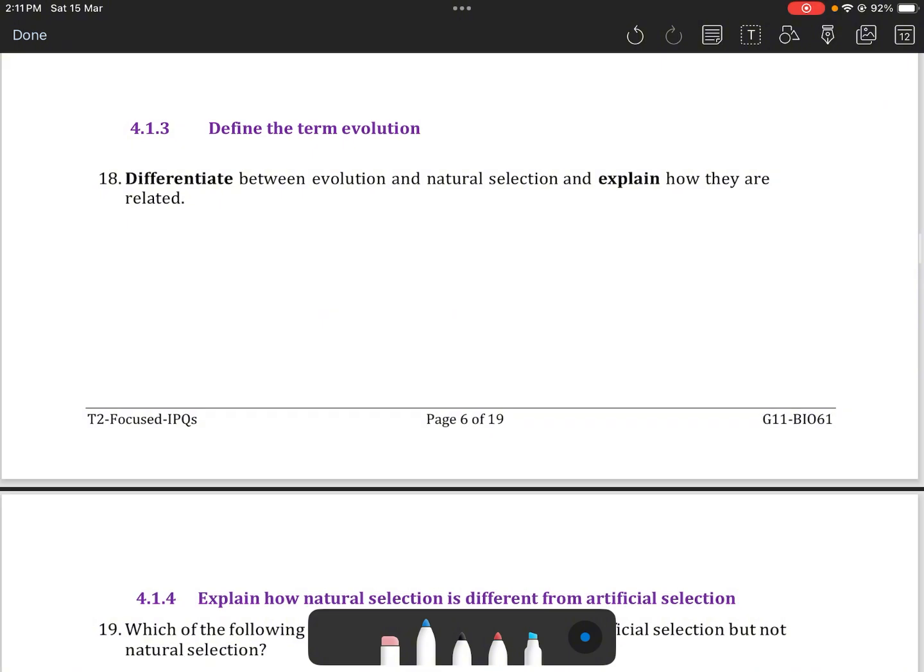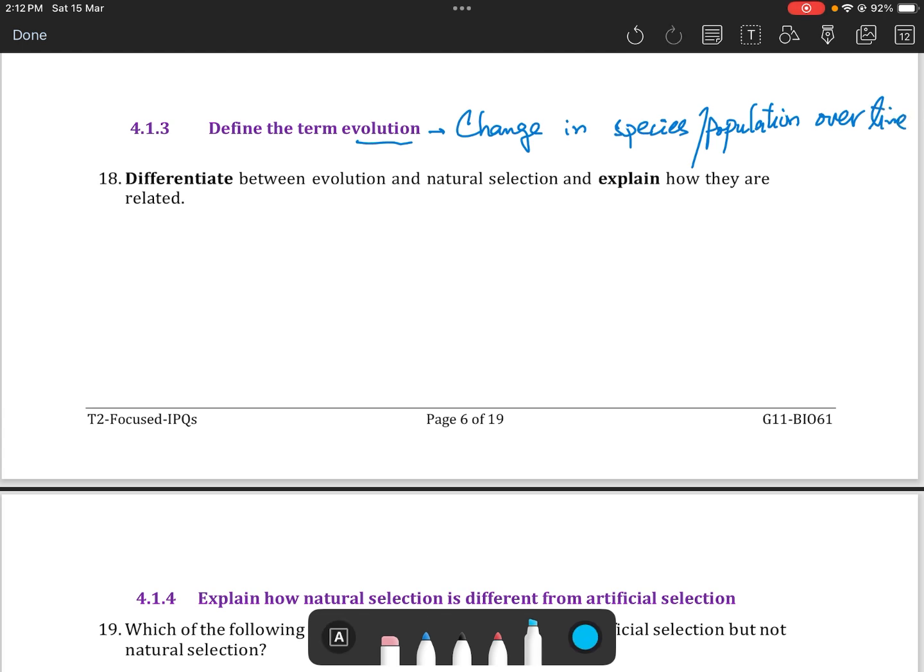Define the term evolution. It's quite straightforward. Change in species, or you can say population, over time. If you say organism, it will go wrong. Remember that you have to say change in species or population. So this is very important. While if you say organism, it will go wrong.